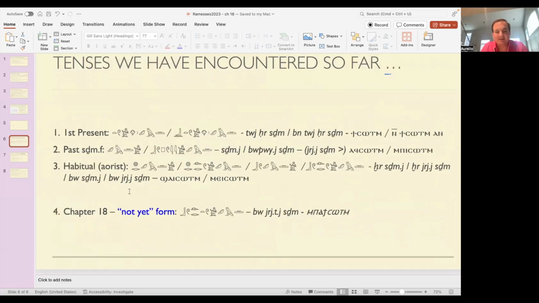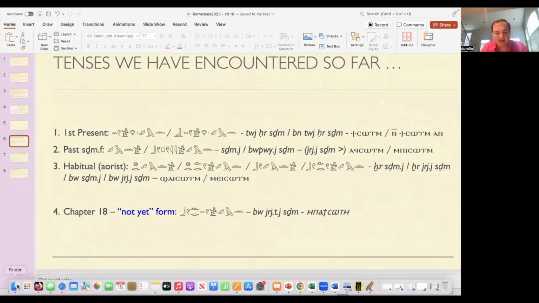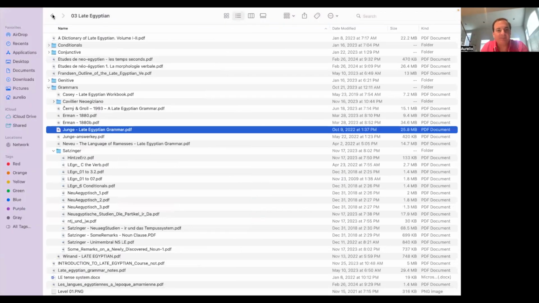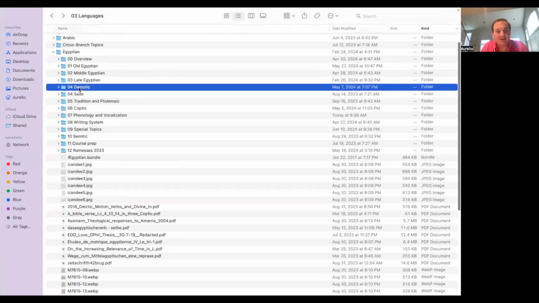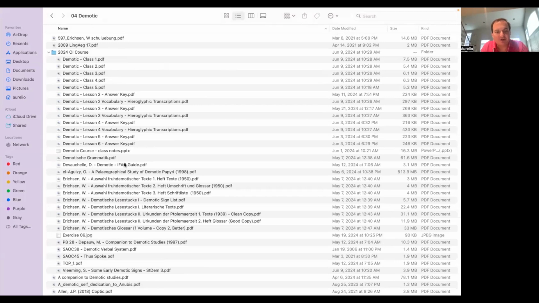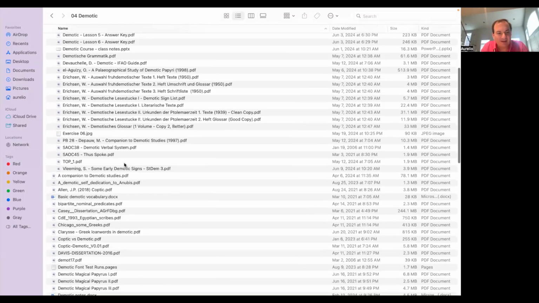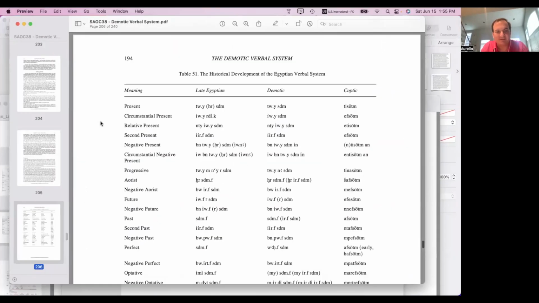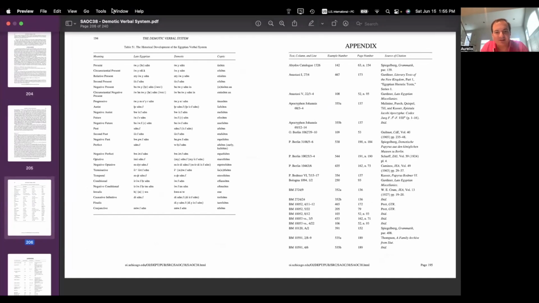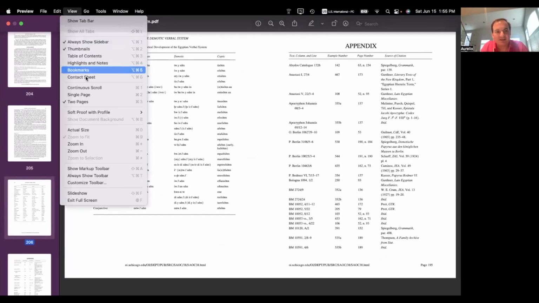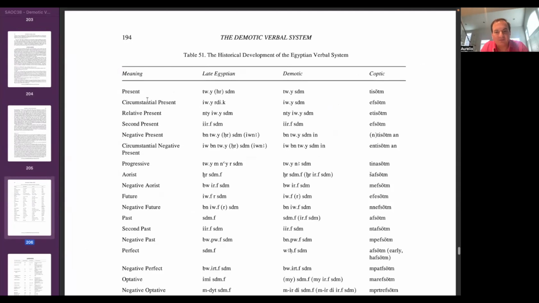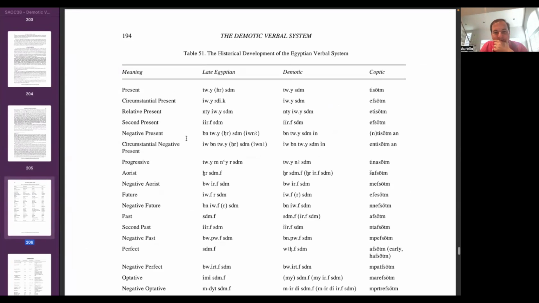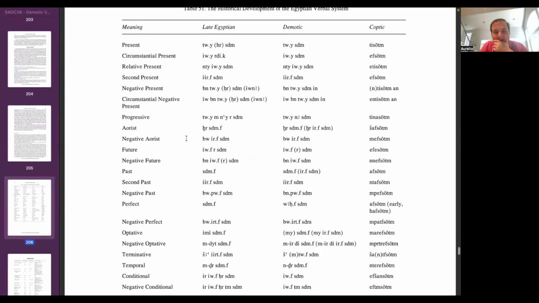There is an interesting book by Janet Johnson, one of the great contemporary demoticists, and it's called The Demotic Verbal System. And you might ask, why do I care? We're not learning demotic. That is true, but it also has an overview in here, but it doesn't have the stages before late Egyptian.